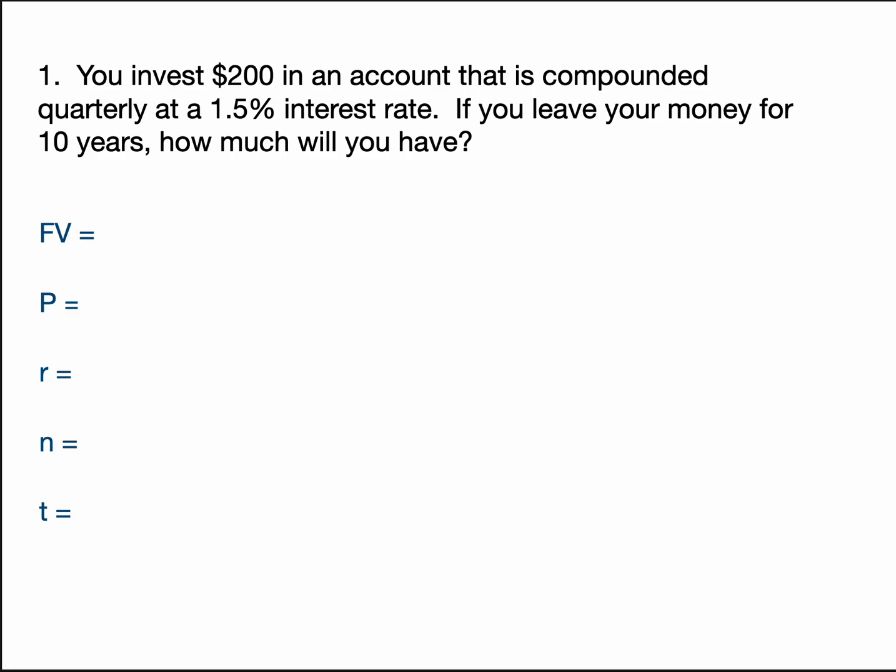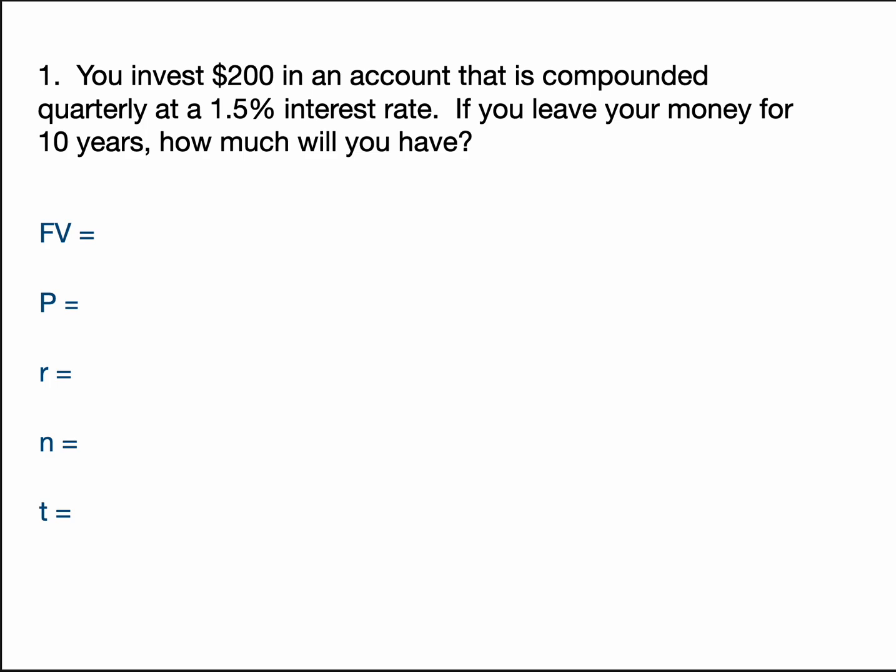Copy down question 1. Let's say you invested $200 in an account that is compounded quarterly at a 1.5% interest rate. If you're planning to leave your money invested for 10 years without touching it, how much money will you have in that investment after the 10 years are up?